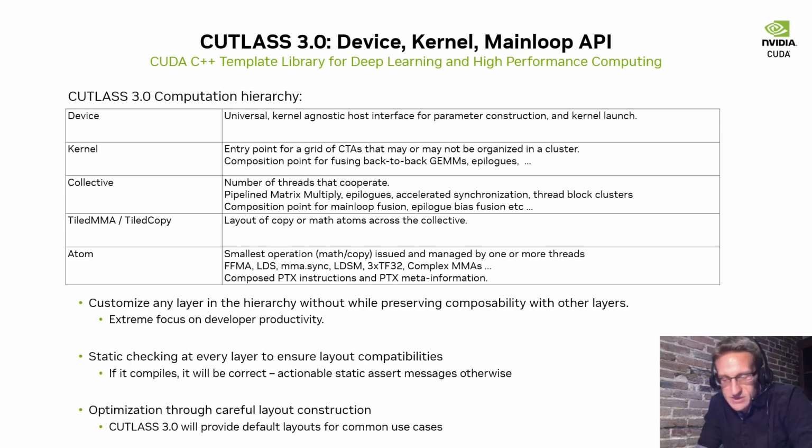The nice thing about this is that because the CuTe layouts contain their own state and representation, we can customize these layers in the hierarchy while preserving the composability with other layers. And furthermore, because we can inspect these layouts, we can provide much better static checking at every layer to ensure certain compatibilities, such as your A and B tiles both have the same K dimension.